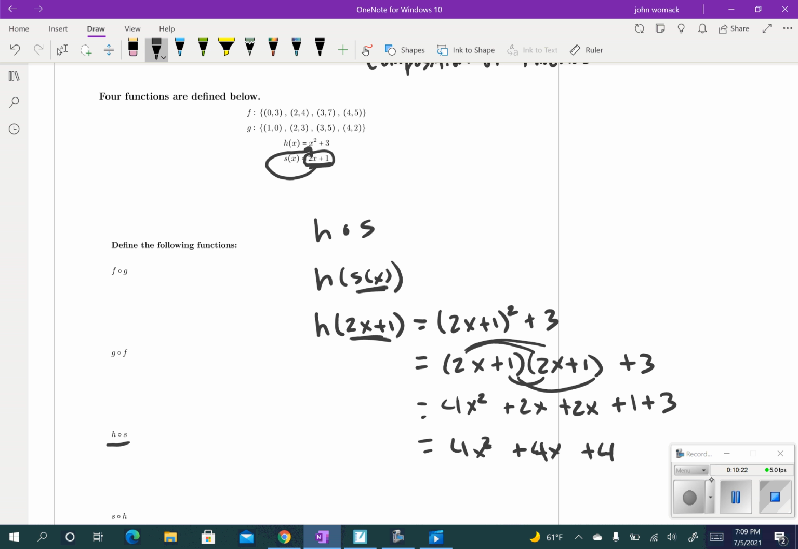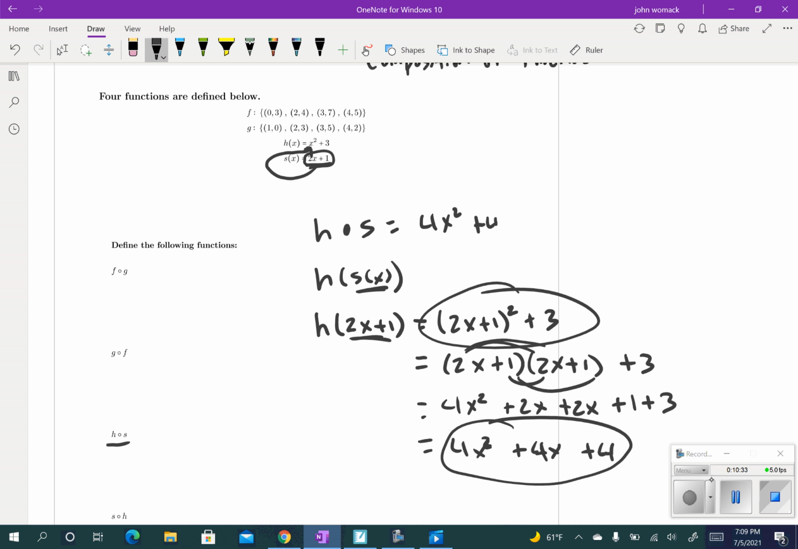So this is the same thing, right? This is just having it work out. That is what h of s is. So h of s of x is equal to 4x squared plus 4x plus 4. Okay, that's what it comes out to.